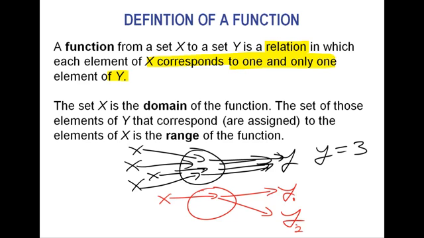A function has to be definitive. You ask it a question, it gives you one and only one answer. You give it an input, it gives you one and only one output for that input. All of your answers don't have to be different, as we've seen with the first example, but you can only get one answer for every single question. That's what makes something a function.